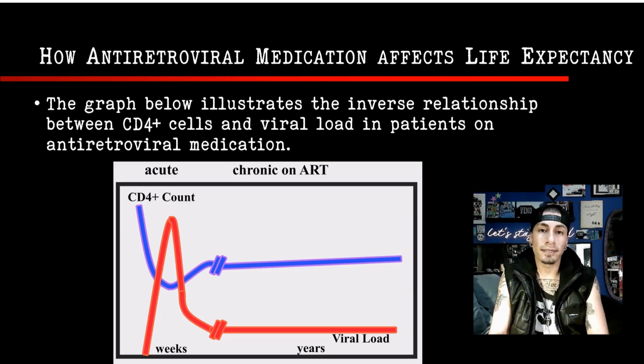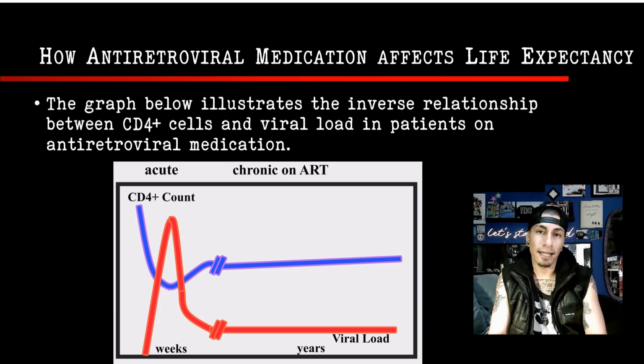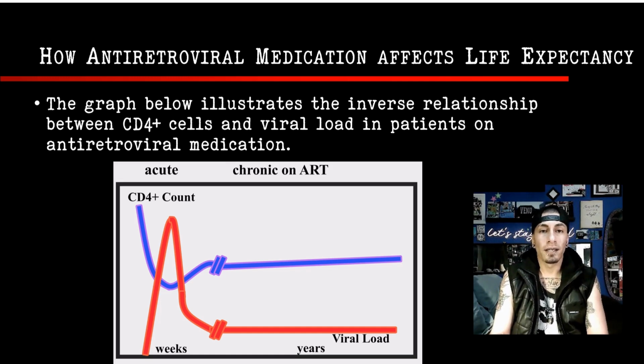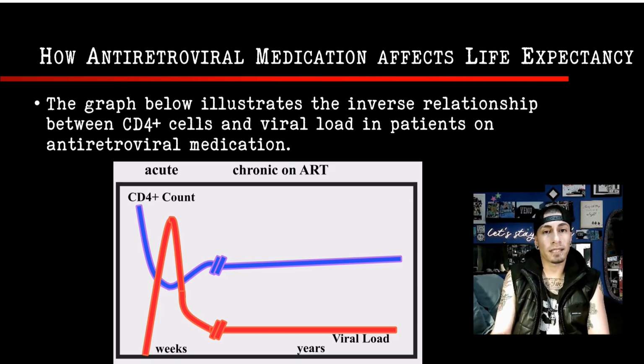This graph illustrates that same inverse relationship between CD4 plus cells and viral load count that we saw in the last graph. However, in this graph, the patient is on antiretroviral therapy. So after seroconversion, those numbers kind of just stay static and don't change.